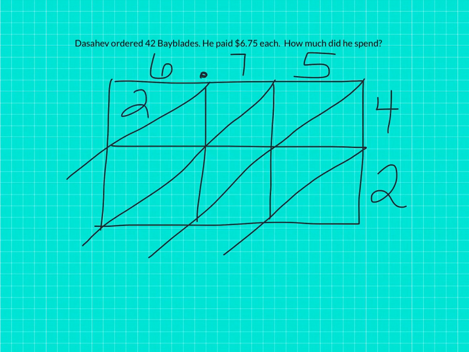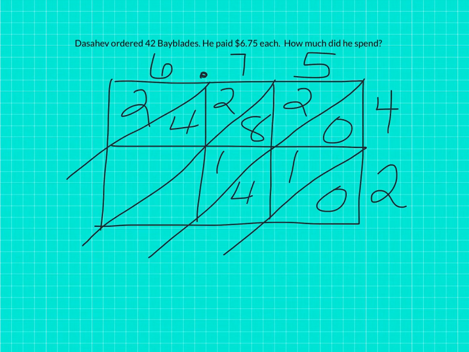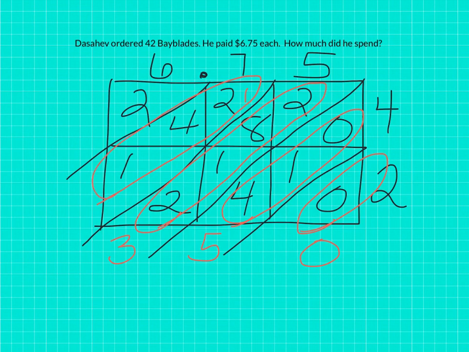6 times 4 is 24. 7 times 4 is 28. And 5 times 4 is 20. 5 times 2 is 10. 7 times 2 is 14. 6 times 2 is 12. Now I'm going to add along my diagonals. 0 plus nothing is 0. 4 plus 1 plus 0 is 5. 2 plus 1 is 3, plus 8 is 11, plus 2 is 13. Down my 3, carry my 1. 1 plus 4 is 5, plus 2 is 7, plus 1 is 8, and 2 plus nothing is 2.